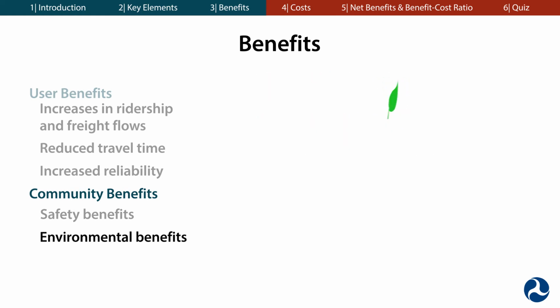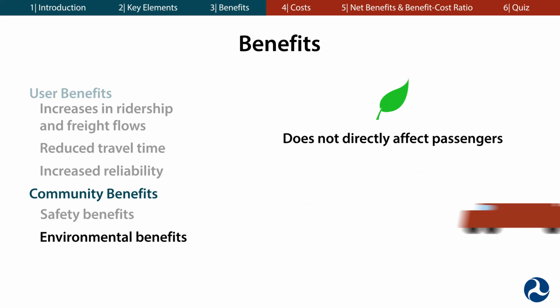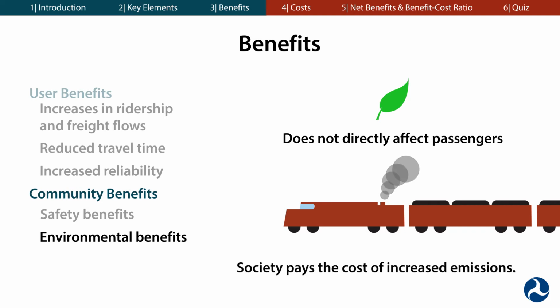Environmental benefits are a good example of a type of benefit that does not directly affect the passengers on the railroad. You'll typically measure the expected emissions changes and monetize them using the values for the social cost of carbon and the criteria pollutants. Emissions from transportation are considered an externality. While there is an environmental cost to the emissions, neither the users nor the operators pay the cost directly. Society as a whole pays the cost of increased emissions.